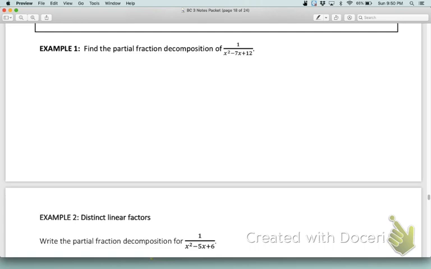So that is going to look like 1 over x minus 3, x minus 4. That's the factored form there.